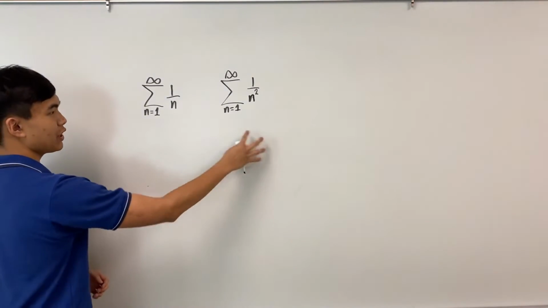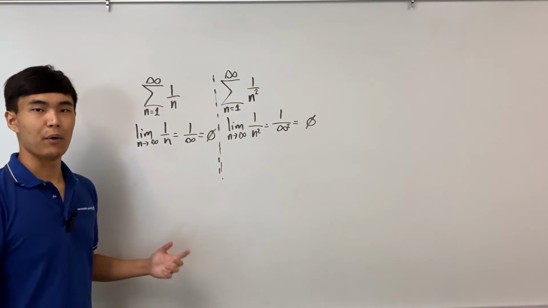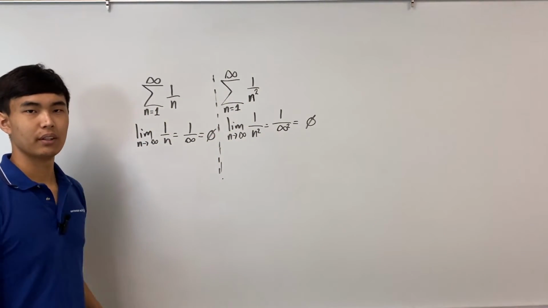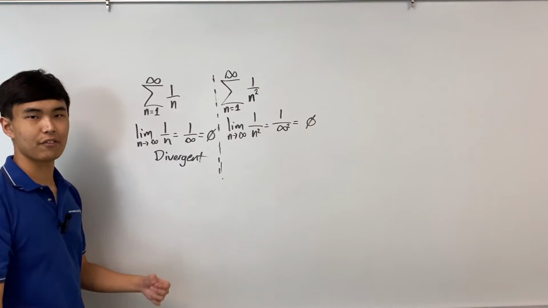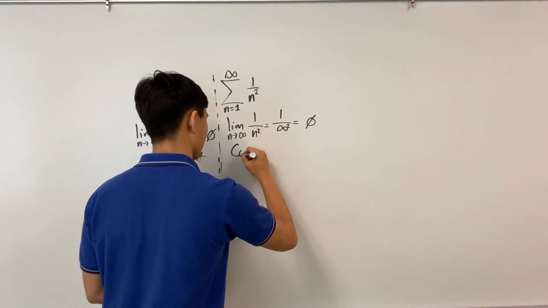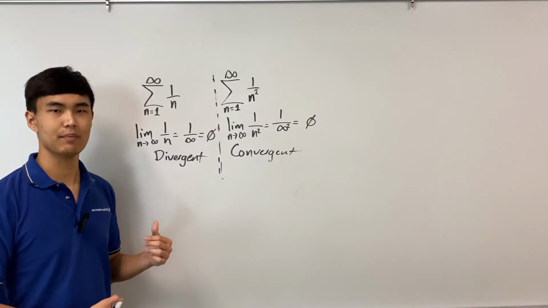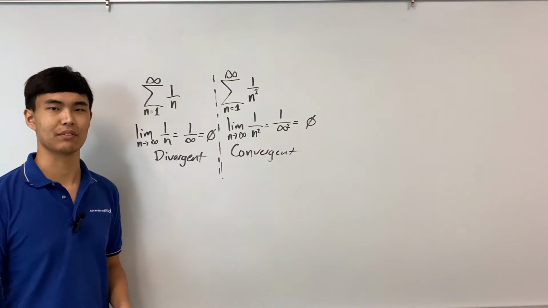I have here two series whose sequences both go to 0, like so. However, this one doesn't go to 0 as fast as this one. This is divergent, whereas this sequence goes to 0 fast enough such that it is convergent. This is really important for you to know so that you don't misuse the nth term test to test for convergence too. The nth term test, again, only tests for divergence.